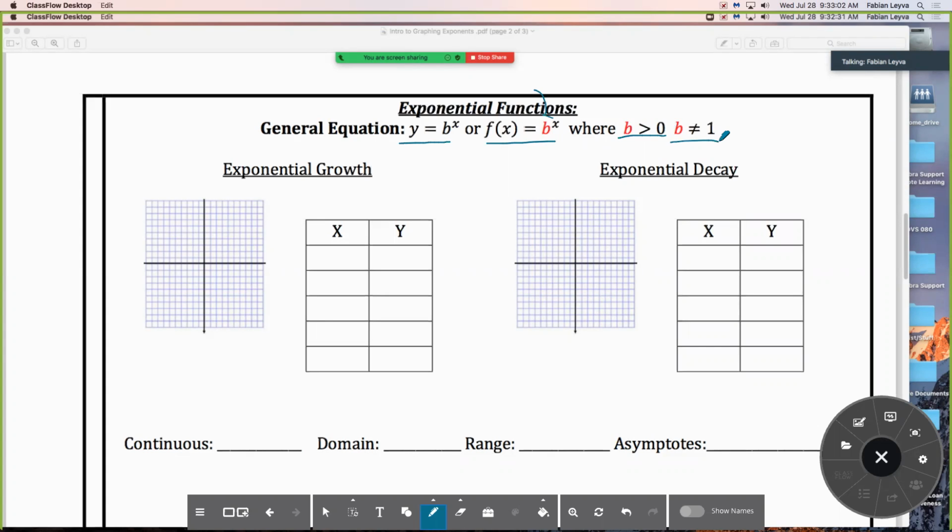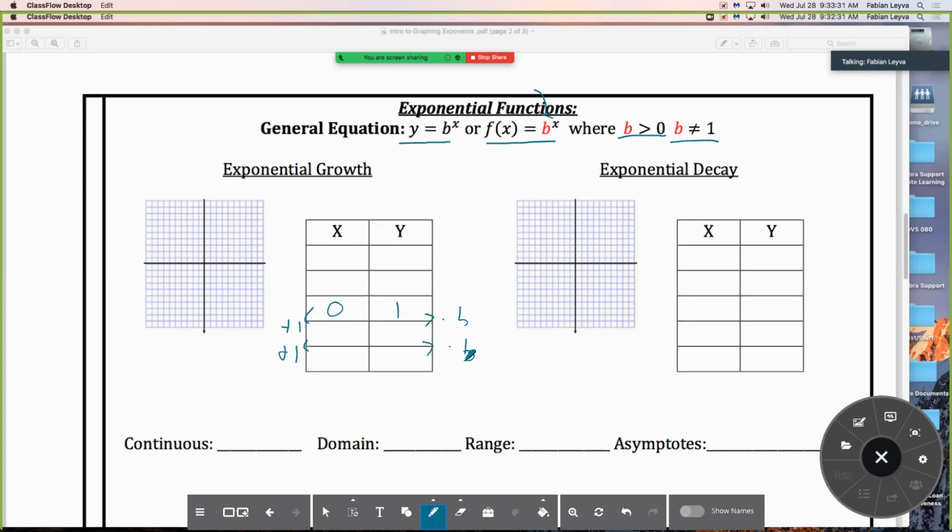Now, the good thing is that if you're ever filling out a table, or graphing in general, start with values that you know are really easy. Always know that if you plug in a 0, you're always going to get a 1 out, no matter what that b is. It's always going to be true. Now, keep in mind that every time you add 1 in the x direction, you're going to multiply by whatever your b is, whatever that base is, each and every single time. And of course, working backwards, you're going to do the opposite.